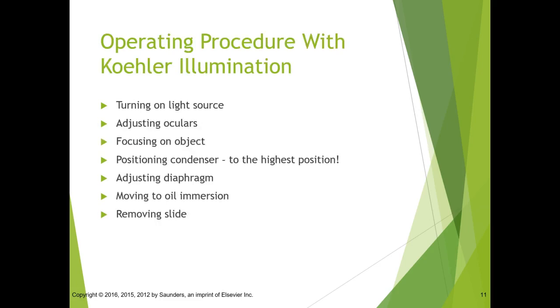So the operating procedure with Kohler illumination, the first thing that we do, and we're going to do this step by step in class, okay? So don't feel that you have to memorize this, because once you do it a few times, it's going to be embedded in your brain, I promise. You turn on the light, you adjust your oculars, you focus on the object using the low objective. You position the condenser to the highest position because we're in hematology. Adjust the diaphragm for light. Then you're going to move to the oil immersion. After that, you remove the slide and you're done. So those are the steps, and we're going to do them in great detail together as a group.